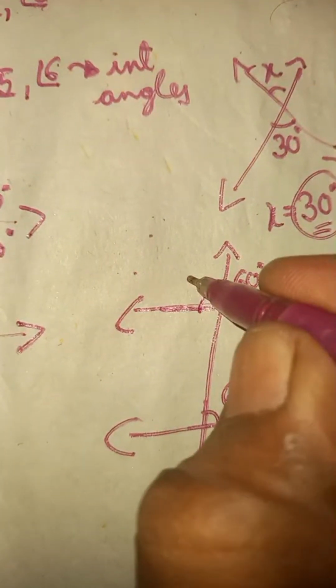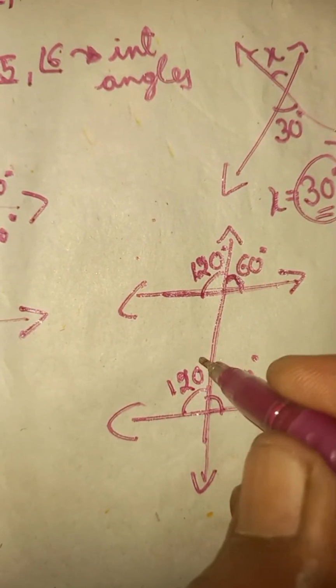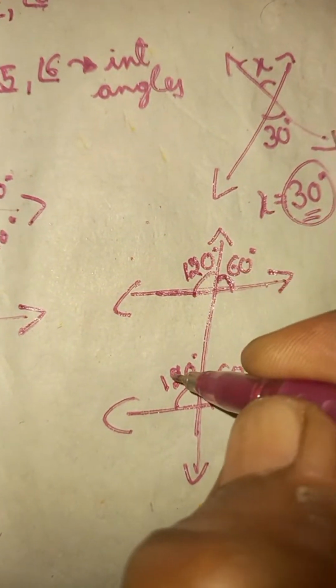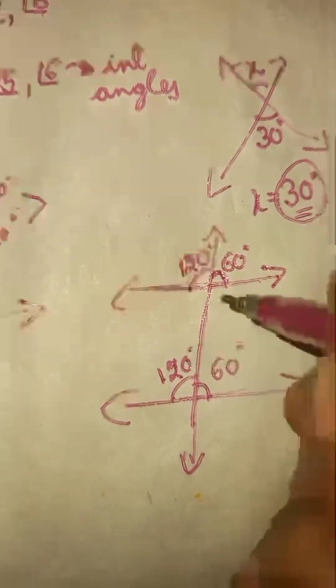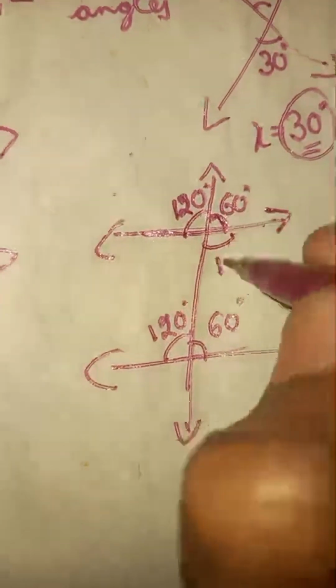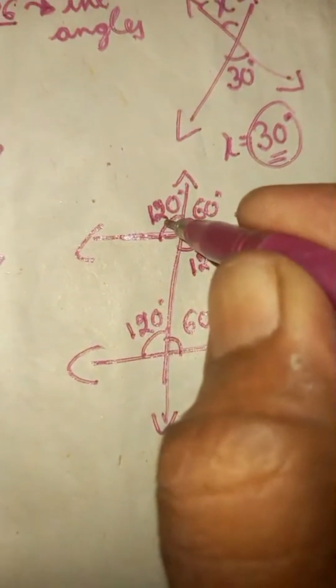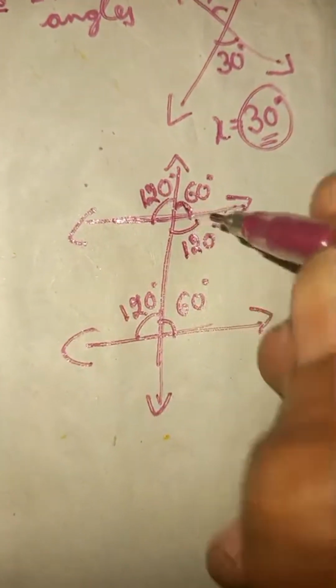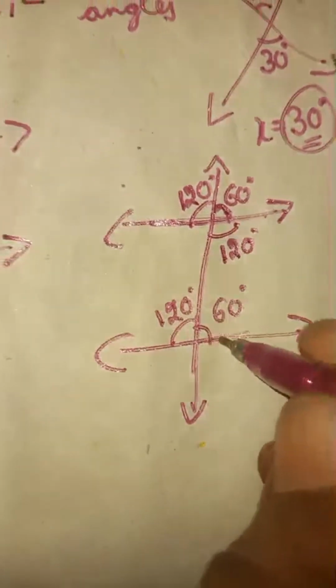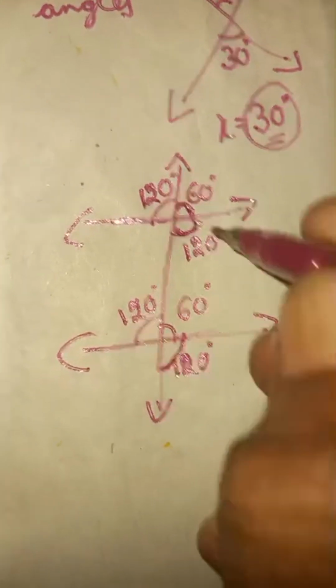In the same way, this angle will be 120 degrees. If this angle is 120 degrees, even this angle is going to be 120 degrees. These two are also corresponding angles. Let's find another two corresponding angles. This angle is 60, which means this is 120. These are vertically opposite angles. Here also this is 120, which means this is 120. These two are also corresponding angles.